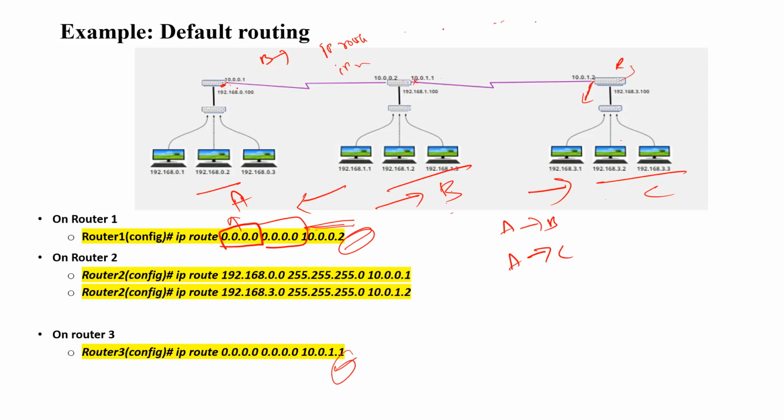So we need to have routes enabled on the R2 router. If you are trying to access this network, the next hop is this one. If you're trying to access this network, this is the next hop. Is it clear? Yes. Okay, so that is about default routing.